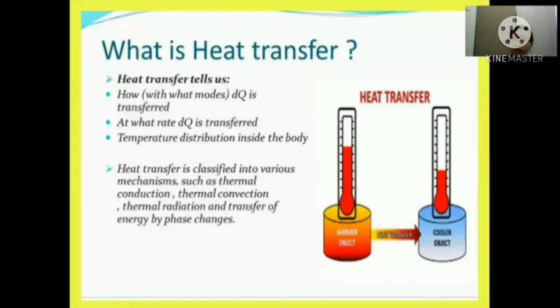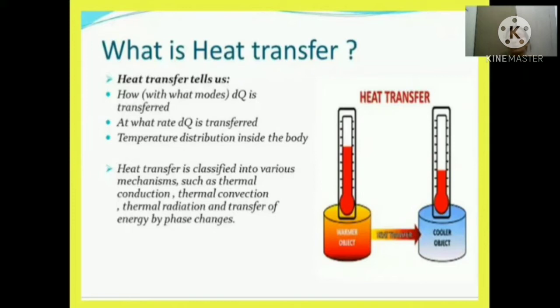Okay, so heat transfer is classified into various mechanisms such as thermal conduction, thermal convection, and thermal radiation. So the modes of heat transfer: heat can be transferred in three ways. Okay, so what are these three ways? First one is known as conduction, second one is known as convection, and third one is known as radiation.